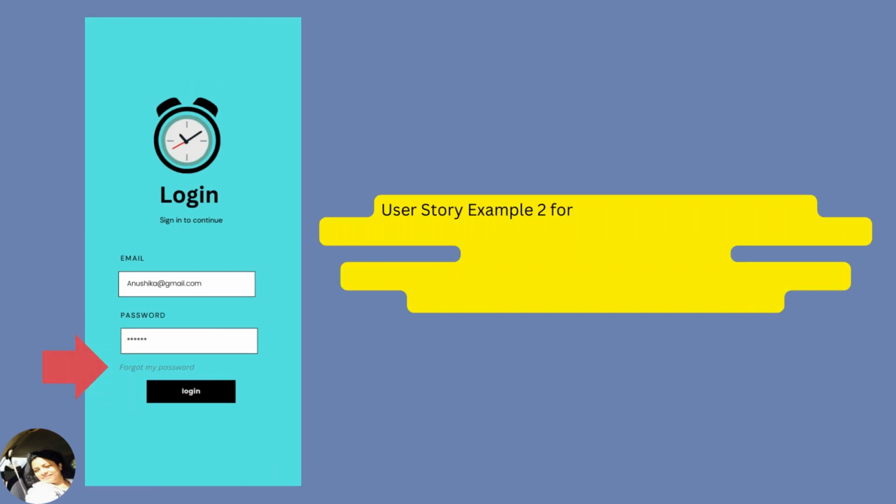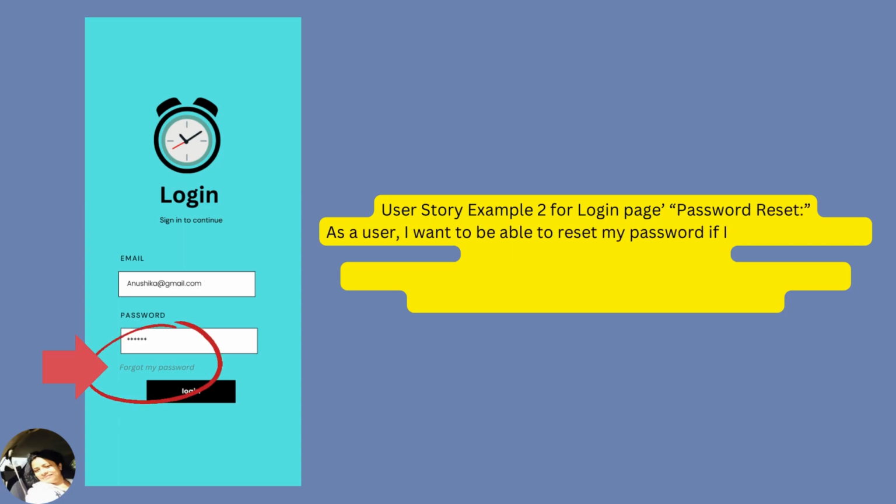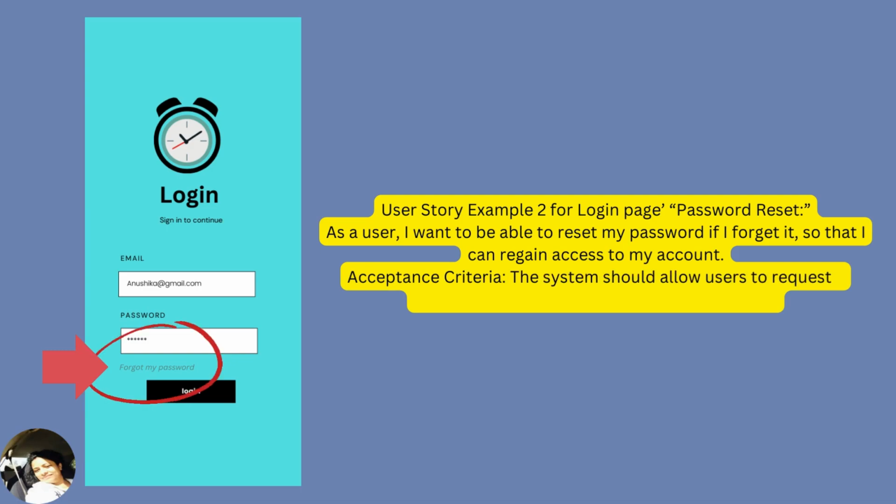User story example 2 for the login page. Password reset. As a user, I want to be able to reset my password if I forget it so that I can regain access to my account. Acceptance criteria: the system should allow users to request a password reset via email or security questions.